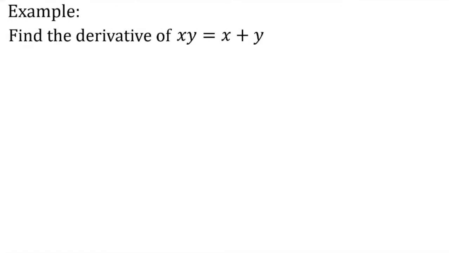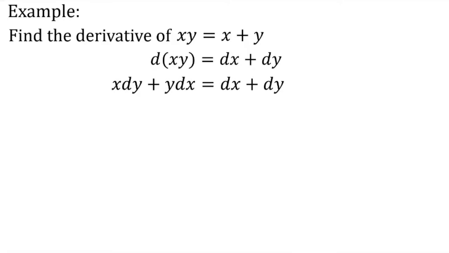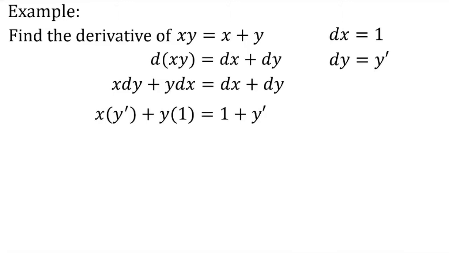Now, find the derivative of xy equals x plus y. This time we will be using implicit differentiation. So in this case, we will be getting the derivative of xy, the derivative of x, and the derivative of y. So this will become d of xy equals dx plus dy. By x dy plus y dx, the product rule is applied. Since dx is equal to 1 and dy is equal to y prime, it changes to x y prime plus y times 1 equals 1 plus y prime, or xy prime plus y equals 1 plus y prime.